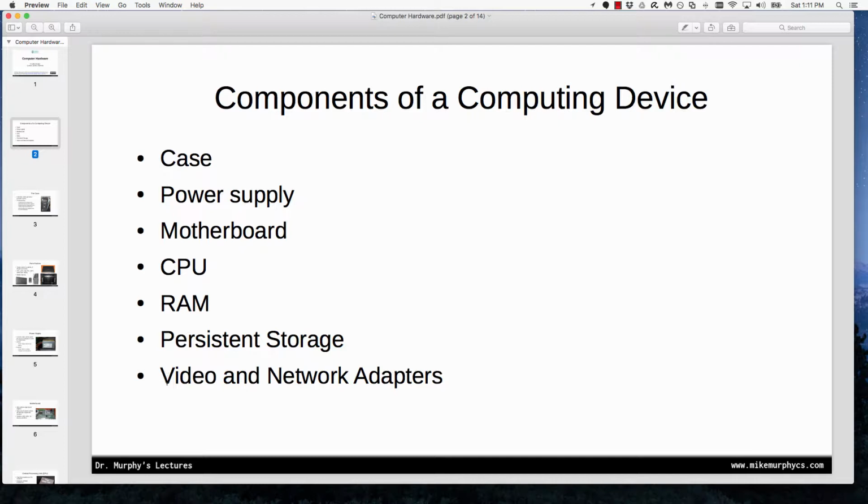Lastly, we're going to need some other things, some other peripherals like network adapters so that we can access the network, video adapters so that we can display things on monitors, and then of course some other hardware like mice and keyboards.